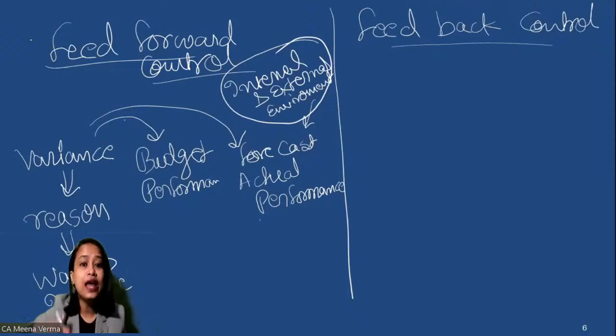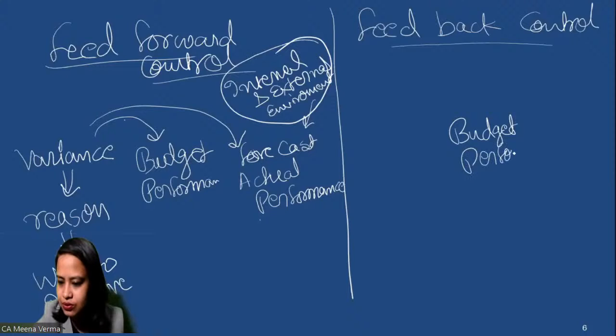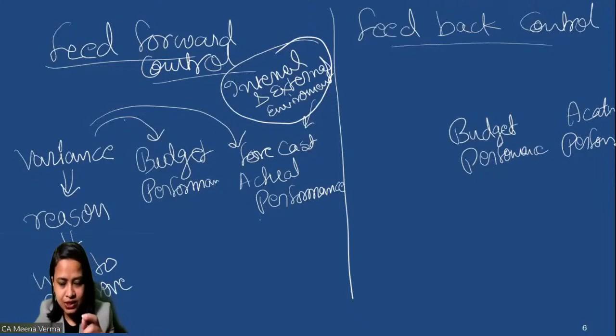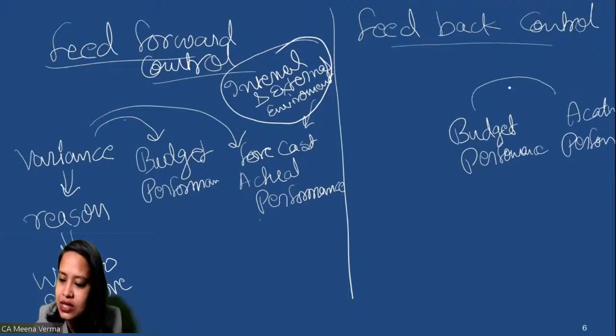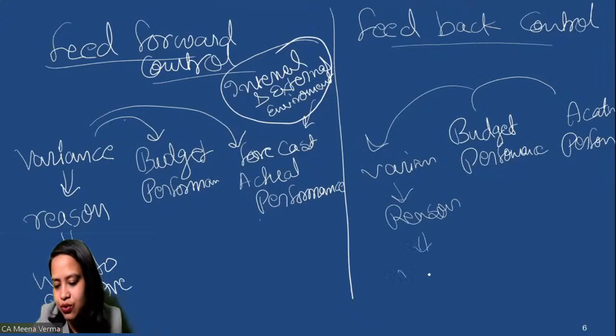Okay, while in case of feedback control, you consider the budgeted performance, then you consider the actual performance. So you consider the budgeted, then the actual sale or actual expenditure that arises in the organization. Then you consider the variances. Then you consider the reason why these variances arise. Then you will try to find out the way to improve.